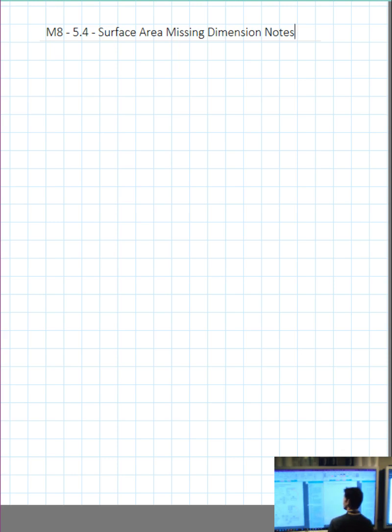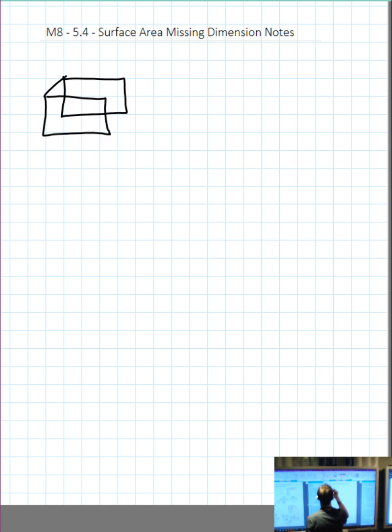Okay, so let's do one of these from the notes. Let's say we have a rectangular prism, and we know some information. Let's say we have a 15 centimeter horizontal width and a length of L and a height of 8. And let's say we know that the surface area is equal to 700 centimeters squared.